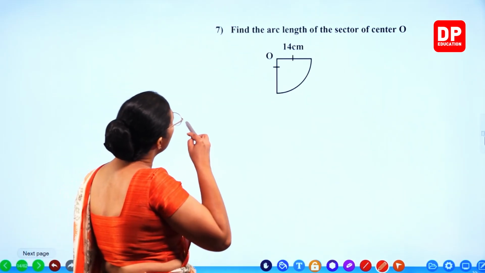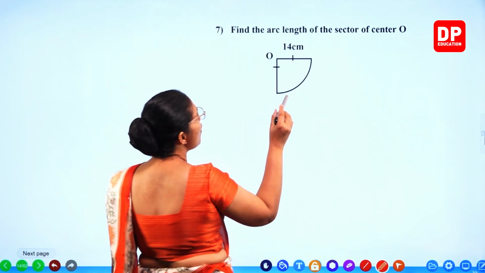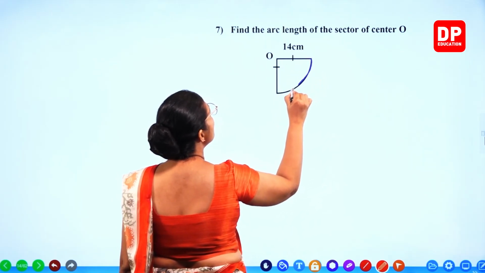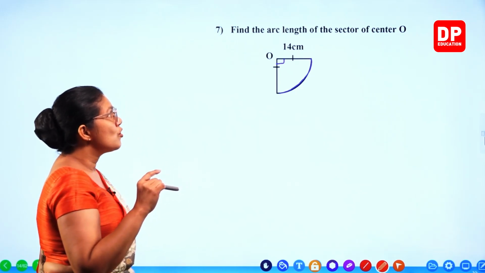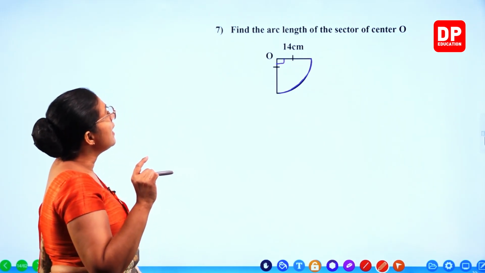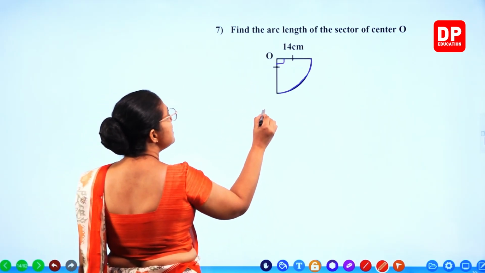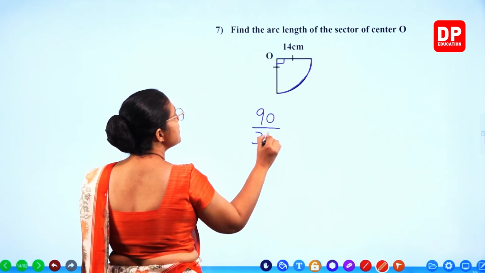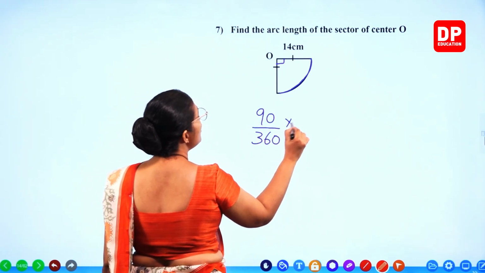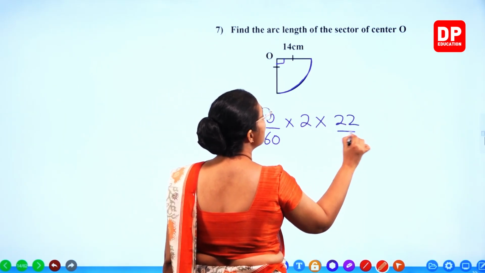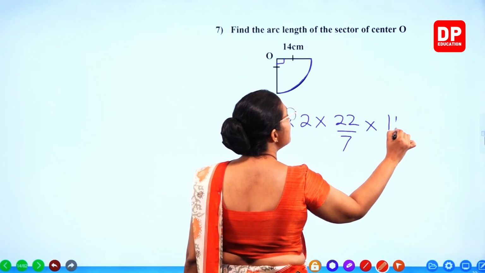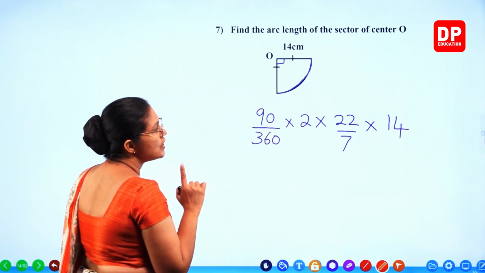Question number 7. Find the arc length of the sector of center O. So this length you need to find. This is a quarter of a circle. So what is the arc length? Angle is 90 over 360, or you can write 1/4 times 2 pi r. Pi is 22 over 7 and radius is 14. 14 is the radius.